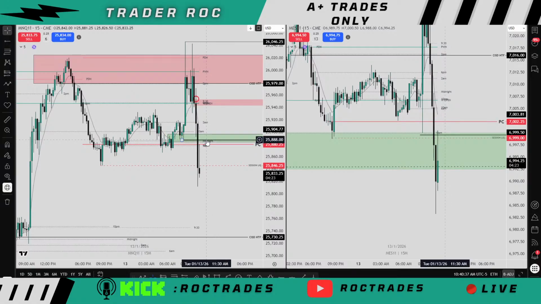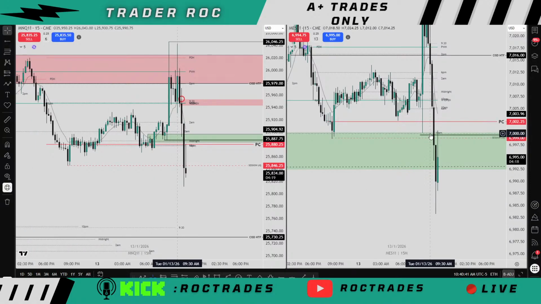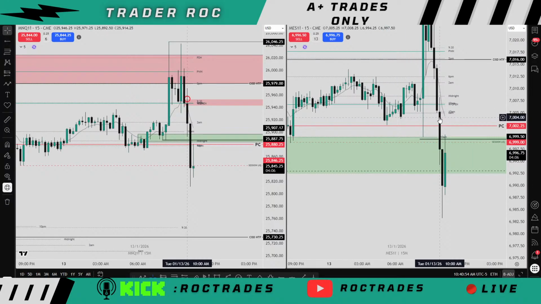I like this midnight price, but price could find some valid resistance right here, right now, because we're retesting that Asia low on ES and we're retesting this 15-minute fair value gap. That's tough, man.